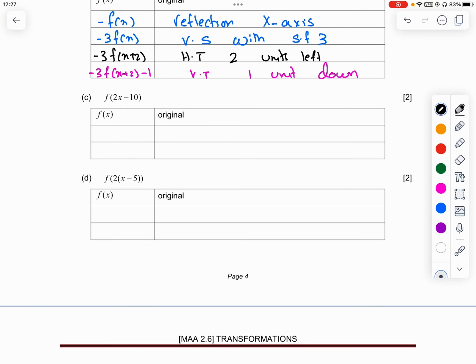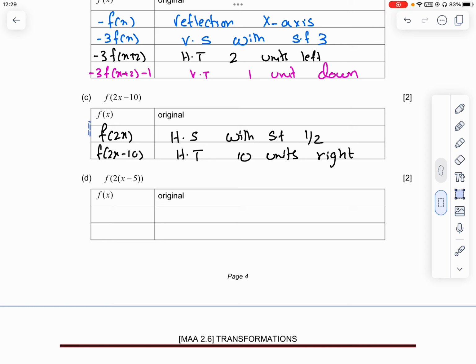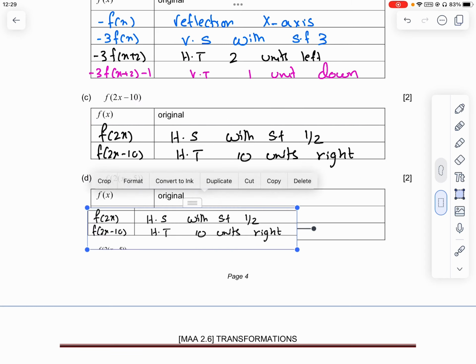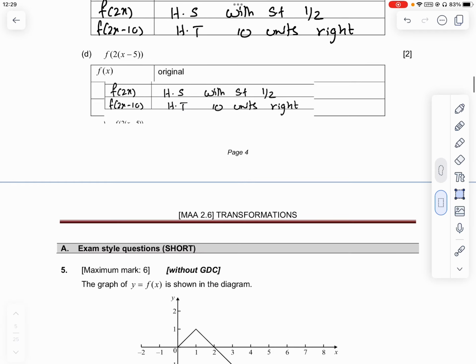Next one, what will I do? First, f of 2x. F of 2x, what do I do? Horizontal stretch with scale factor 1 upon 2. Then f of 2x minus 10, it will be horizontal translation 10 units right. Now you can see that both these questions are same, so I can copy the answer for part D also. It is going to be the same.